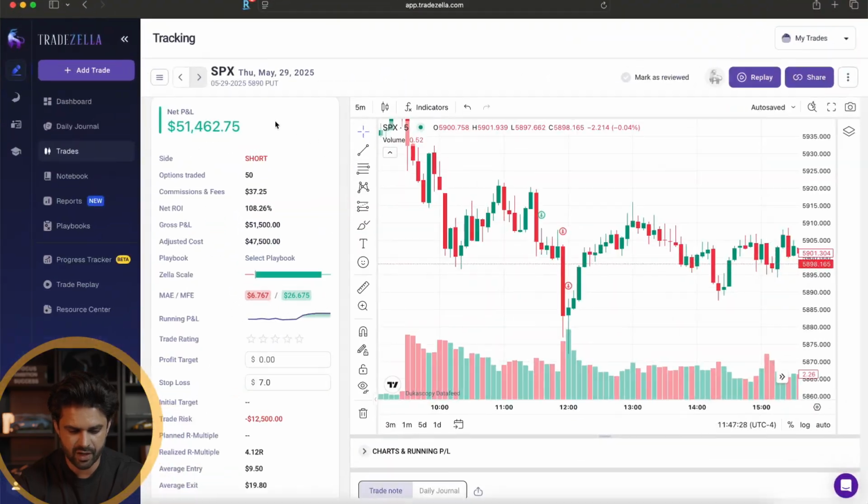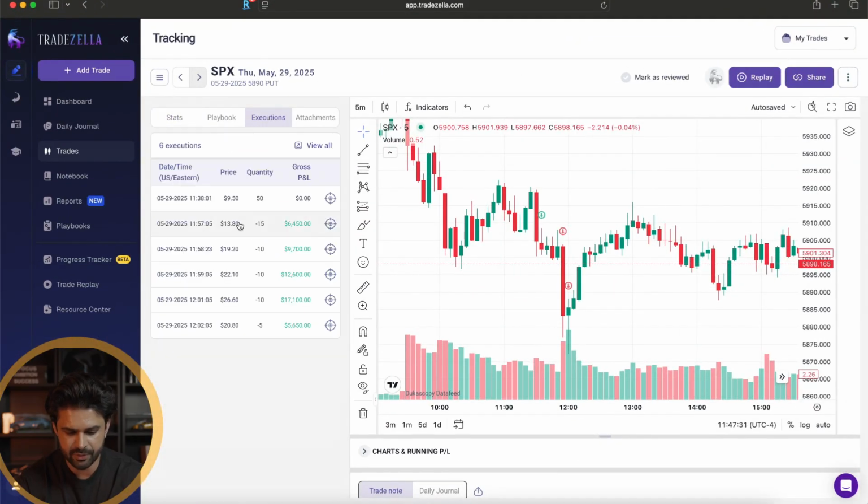And this is where those premiums actually jumped up very well. They went from 950 to the first scale out, and this is where it broke low of the day. I got out at $13.80, which is roughly around 30% of my position. And I mentioned this in the previous trade recaps as well. I personally like to scale out 30, 20, 20, 30.